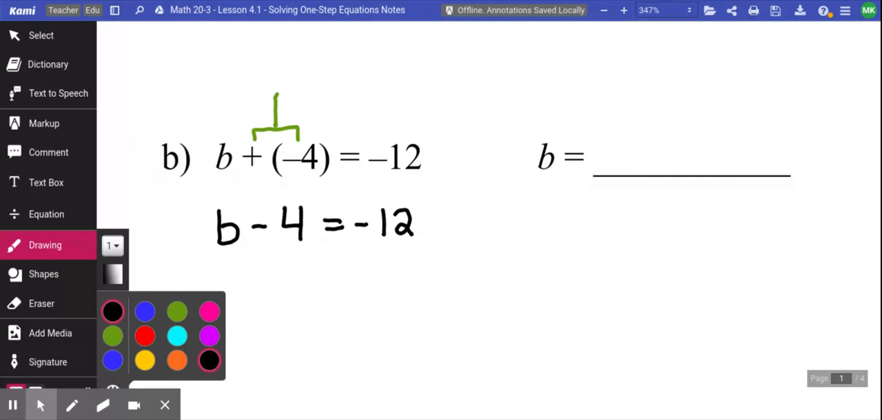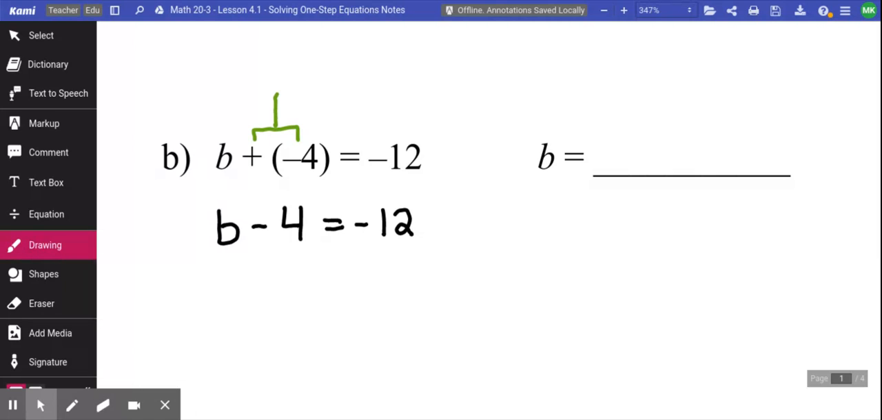Then I can do opposite operations to get the letter b by itself. This is b minus 4, or subtract 4. The opposite of subtract is adding. So I want to do the opposite of subtract 4. I want to add 4. And what I do to one side, I do to the other side. What I'm doing by adding 4 is I'm moving that 4 to the other side. Right? That's what's happening, is I'm moving it to the other side of the equal sign.